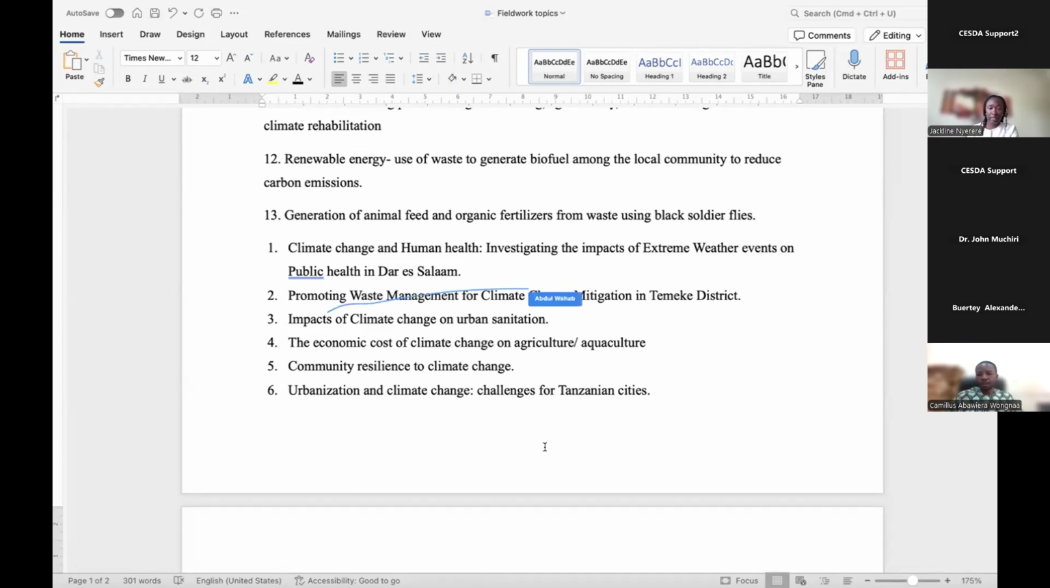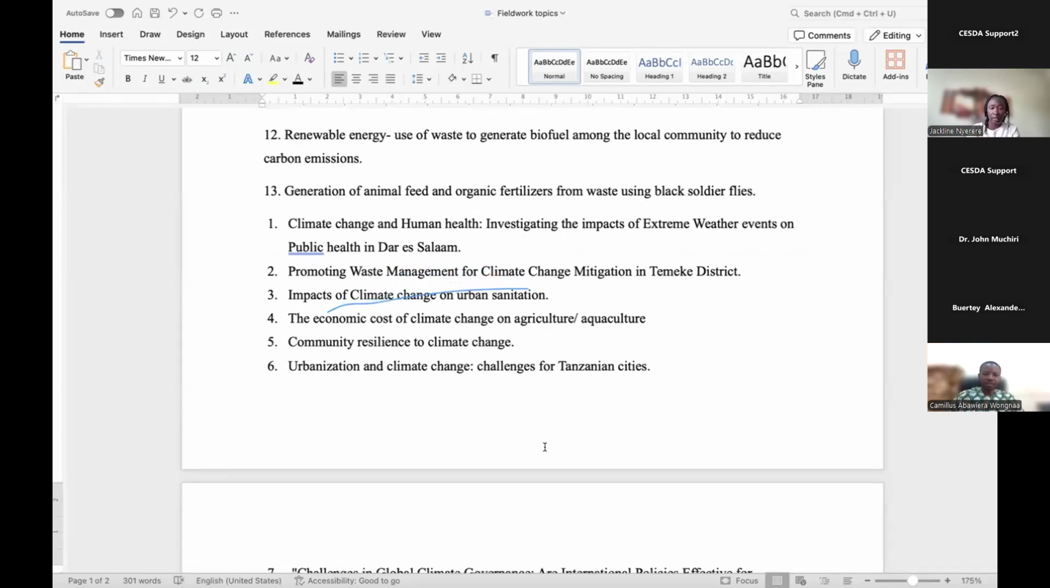Community resilience to climate change, urbanization and climate change. I don't know why that has disappeared. Okay. Promotion or promoting waste management. I don't know. Now I've lost the question I was in.